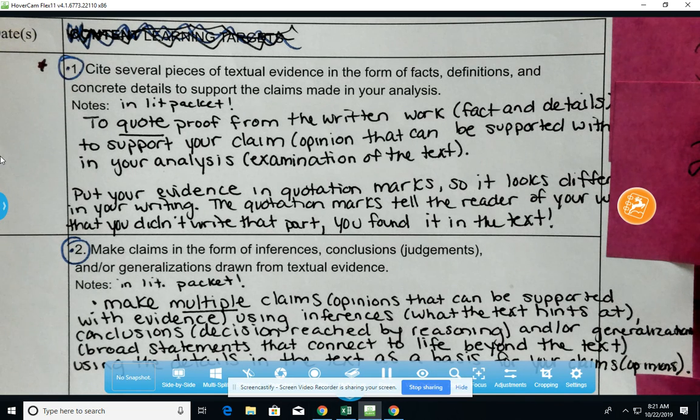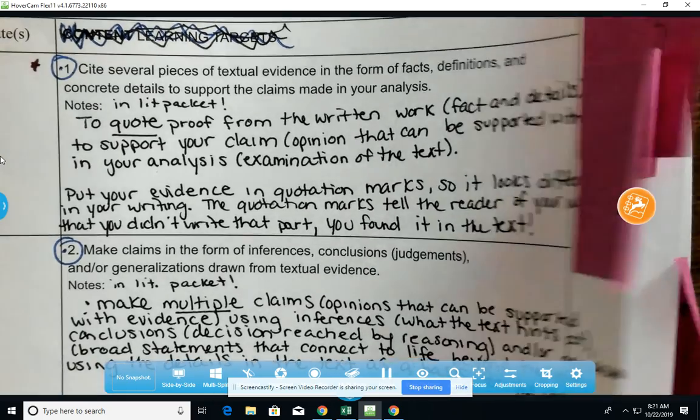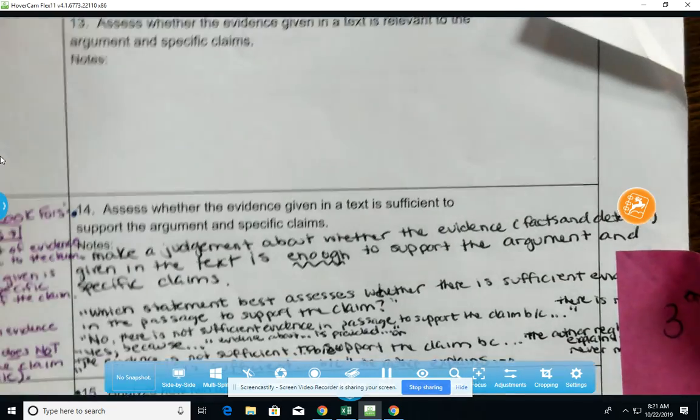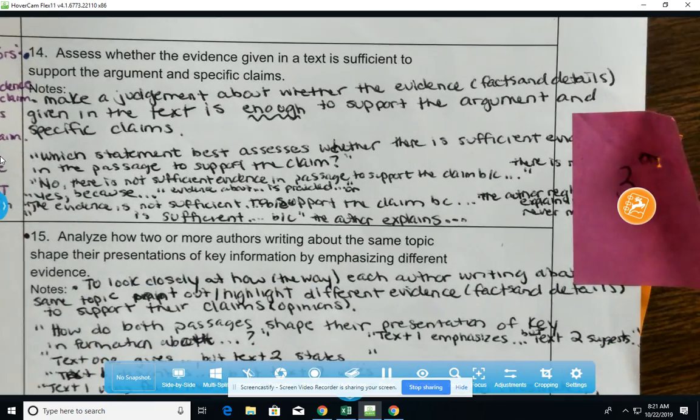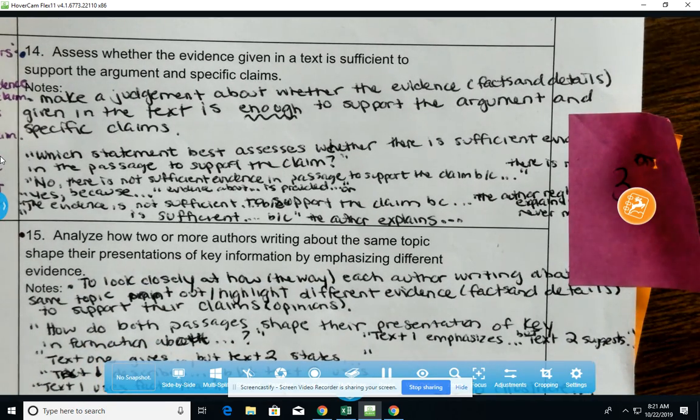As we talked with this target in the past, remember that this target is learning target 14, to assess whether the evidence given in the text is sufficient to support the argument in specific claims. We said that's to make a judgment about whether the evidence, the facts and details included, is enough to support the argument in the text.